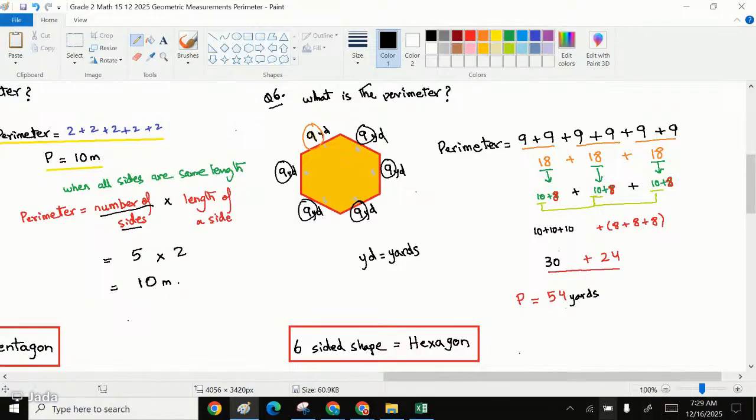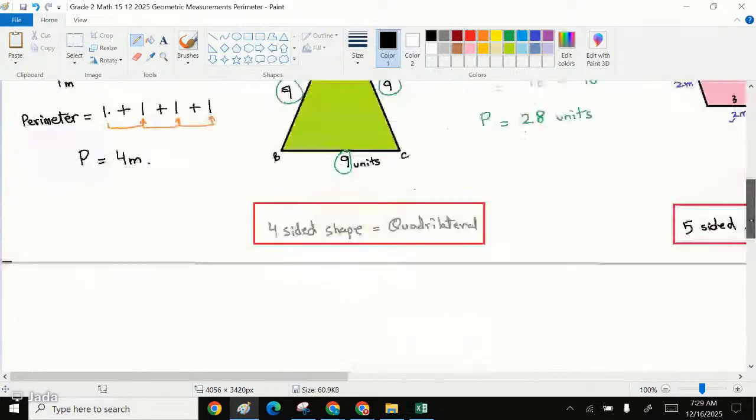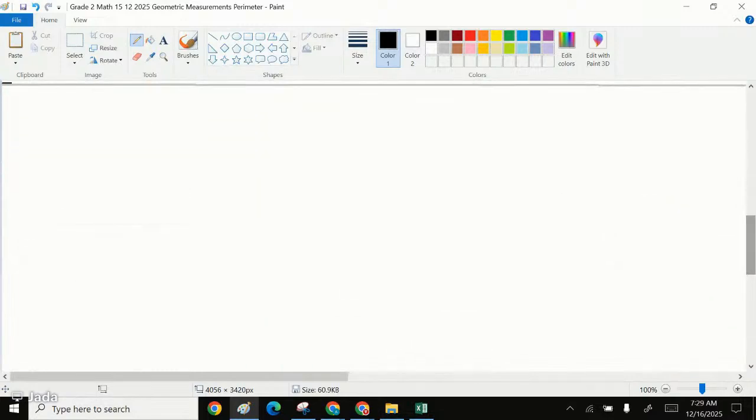Let's move on further and see the next question. Let's try to do the next question. Okay, great. Moving on to the next question. This next shape is very different. Let's try drawing the shape and then we'll try to find the perimeter.